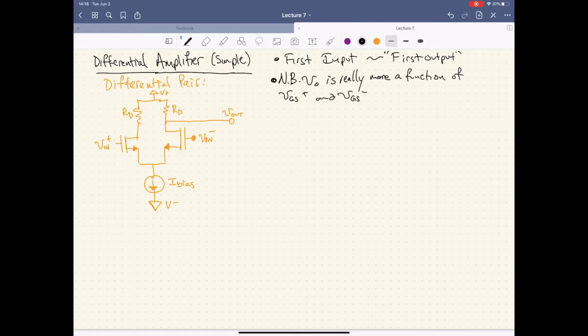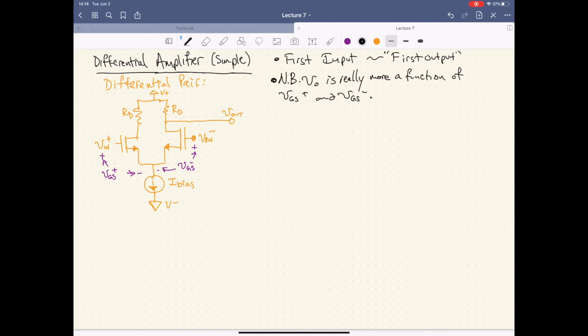VGS minus, okay? And those potentials live minus here, plus here. There's VGS minus. There's the plus. Here's the minus. VGS plus. So that's an important note here because although we're taking in VIN minus and VIN plus, it's really more a function of VGS, as we'll see.